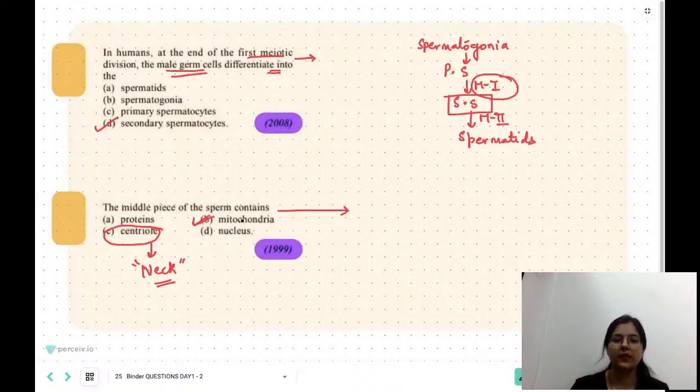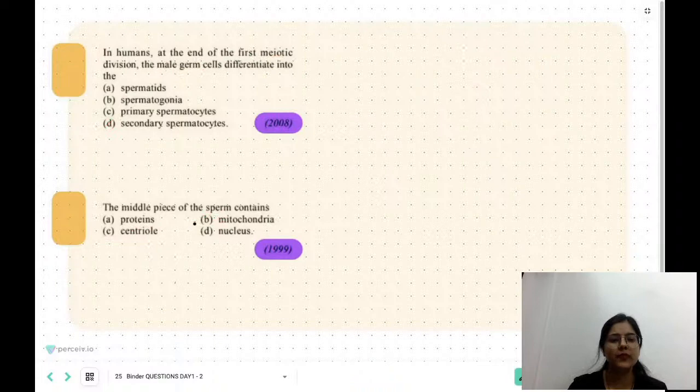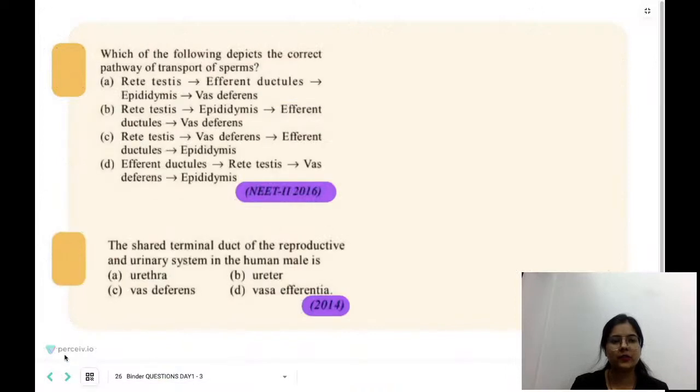Altogether we can say this is an easy question, but it is a little tricky also, because students might get confused, since mitochondria are there and centriole is also there. That's why. But the correct option is mitochondria over here. Alright, now the next question.